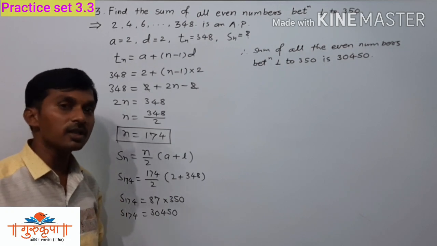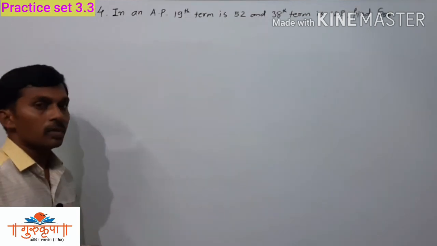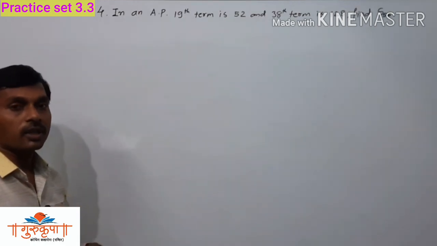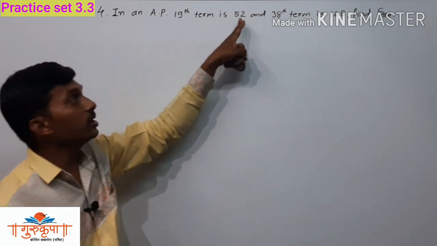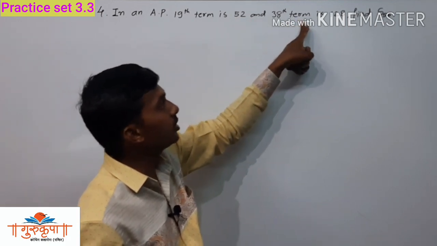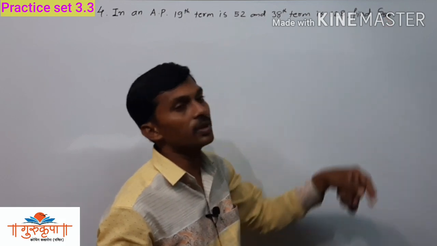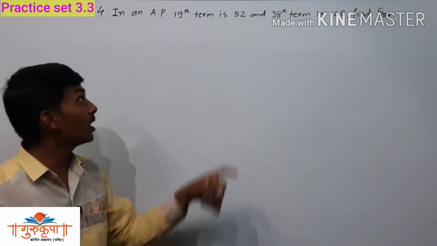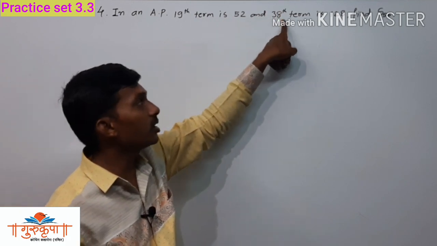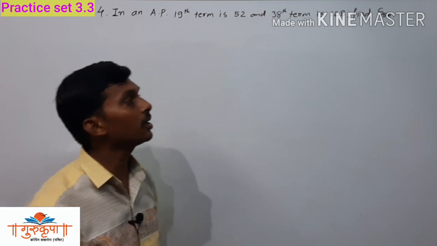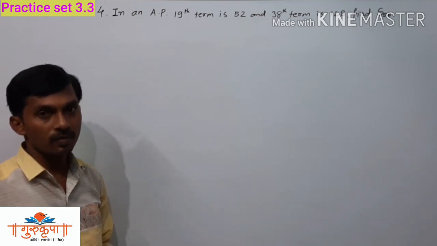Now we will take the next example, that is example number 4 from practice set 3.3. The question is, in an AP the 19th term is 52 and the 38th term is 128, find the sum of the first 56 terms. We have been given the 19th term, that is 52, and the 38th term, that is 128. Find the sum of the first 56 terms.